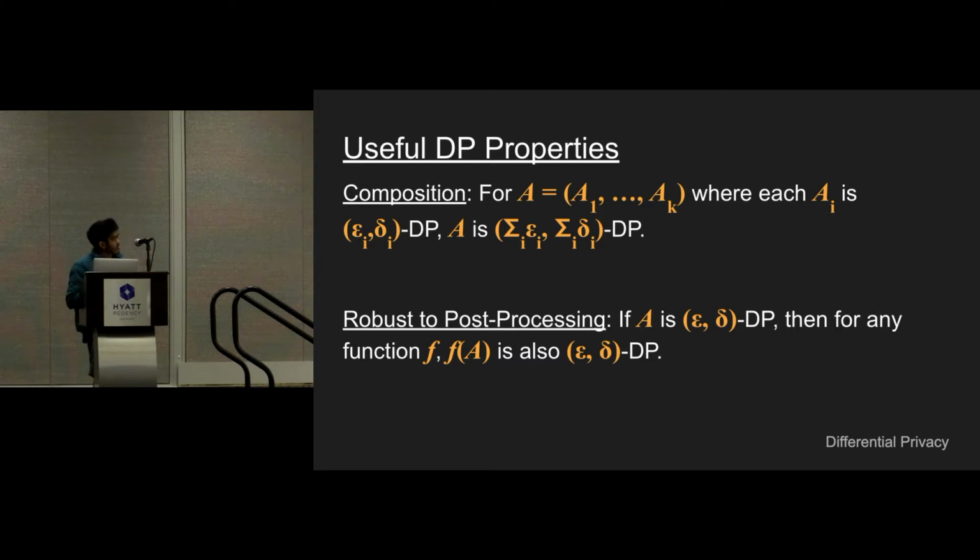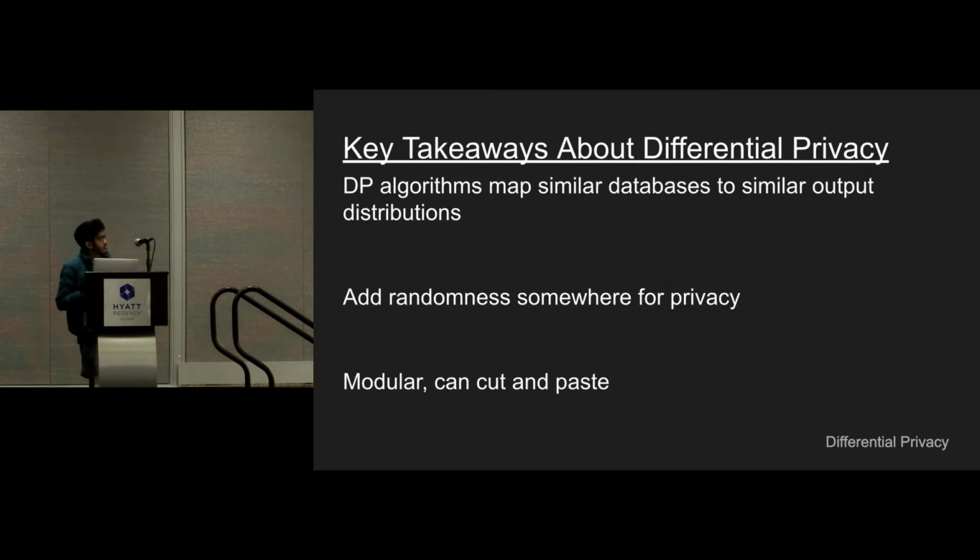And the benefit of these two guarantees is it makes differentially private algorithms modular. You can cut and paste them together, and the overall algorithm you get at the end, its privacy guarantee will be naturally inherited as a function of the privacy guarantees of its subroutines. So the key takeaways about differential privacy: differentially private algorithms map similar databases to similar output distributions, and they do this by adding randomness somewhere for privacy. And by the previous slide, they're modular. You can cut and paste them together.